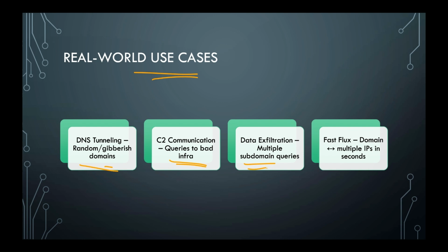Number three, data exfiltration. Suspicious activity, like you notice a large number of DNS queries for different subdomains under the same domain. This could indicate that an attacker is using DNS queries to exfiltrate data by encoding it into DNS traffic. How can you detect it? Look for patterns of subdomain usage that match data exfiltration techniques and correlate with network traffic analysis.